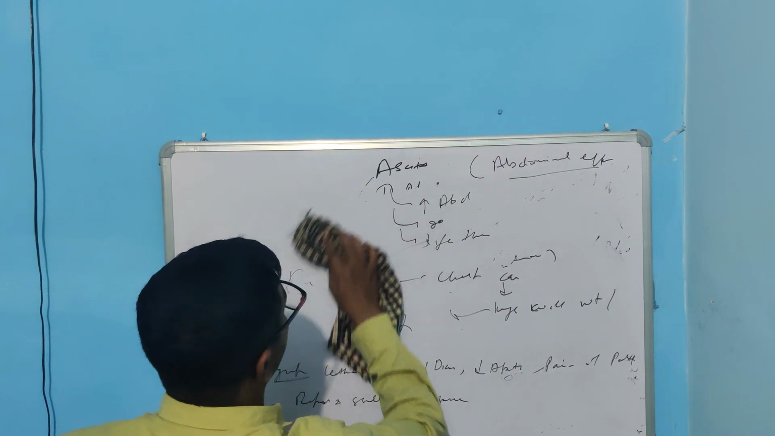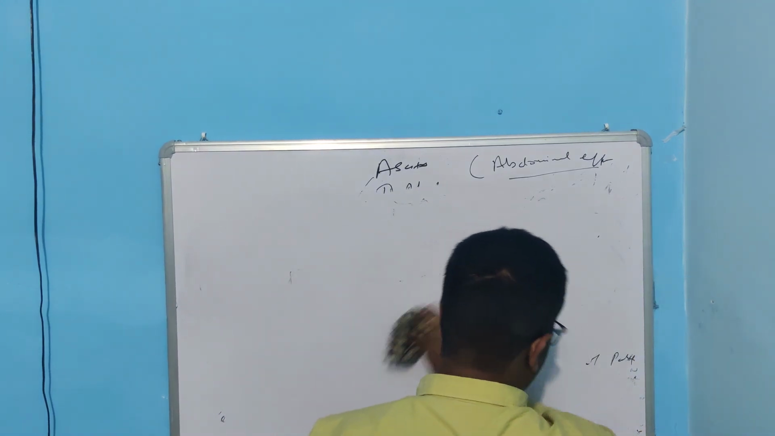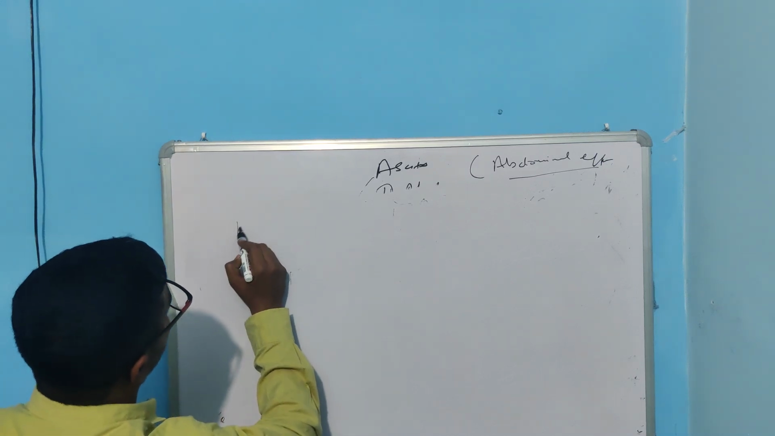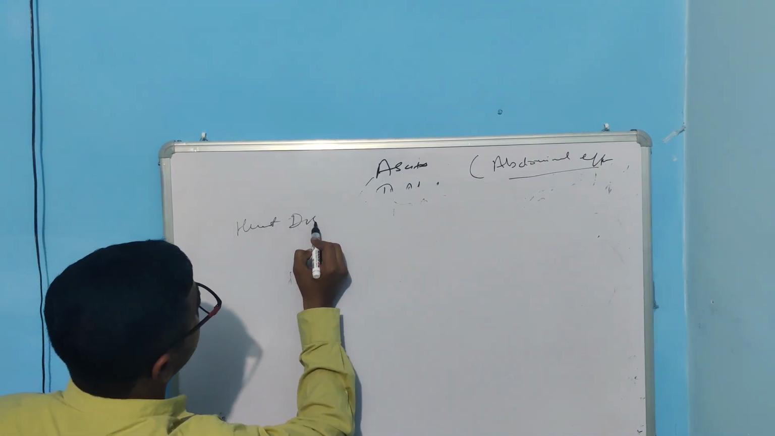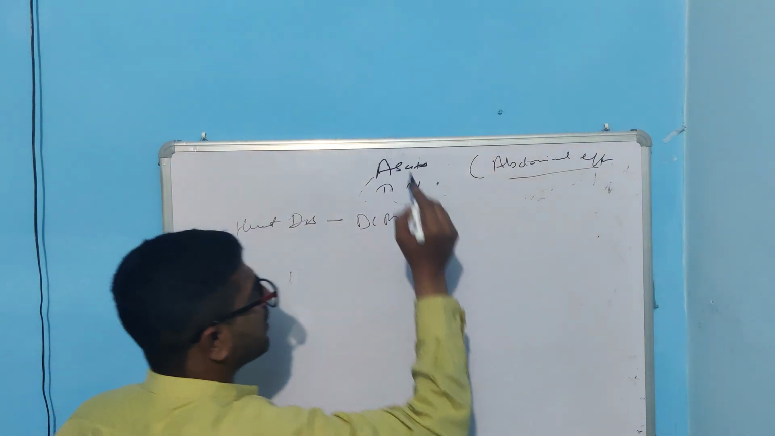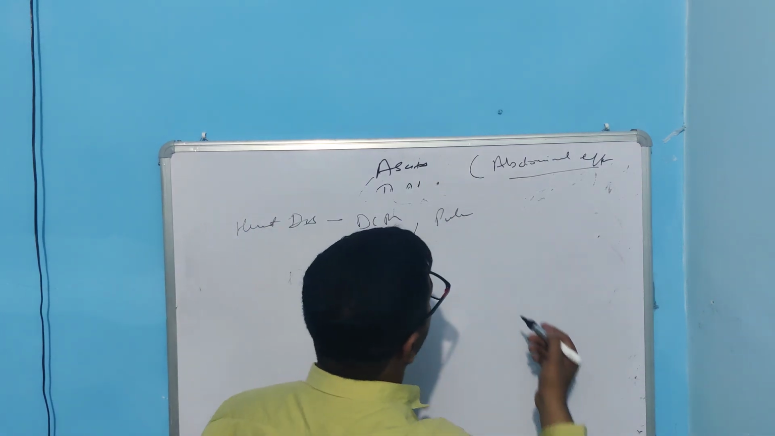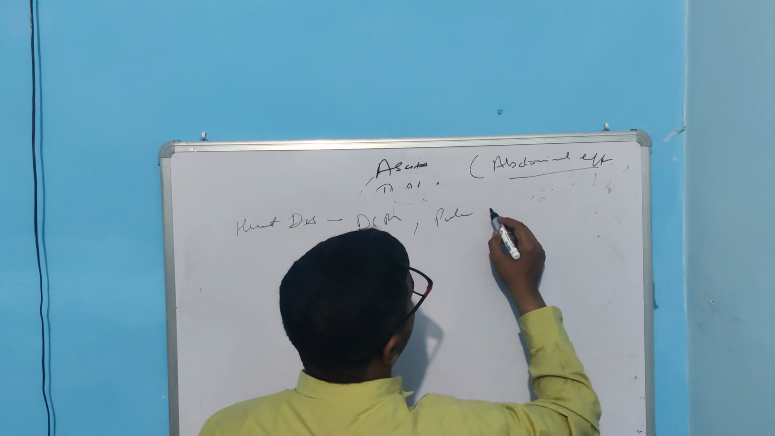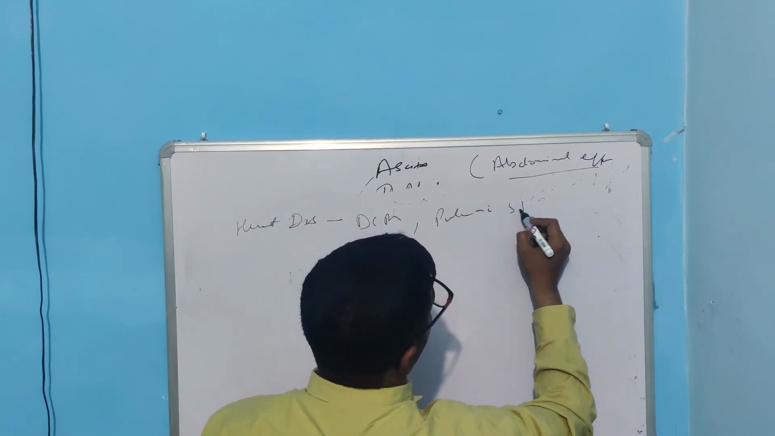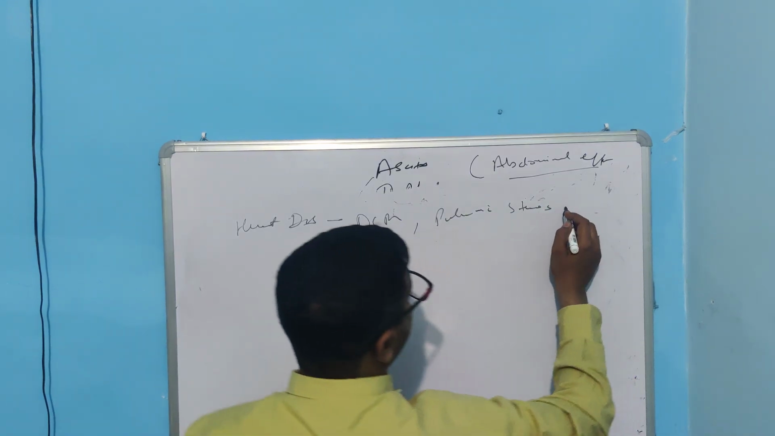Next, what are the causes of ascites? There are various causes of ascites. First, ascites is observed in heart disease. Heart disease includes DCM, dilated cardiomyopathy, and pulmonic stenosis, which is narrowing of the pulmonic valve, the pulmonary artery valve, right.